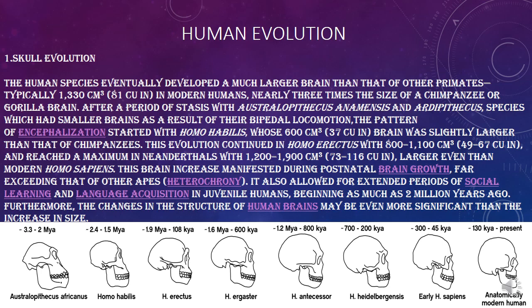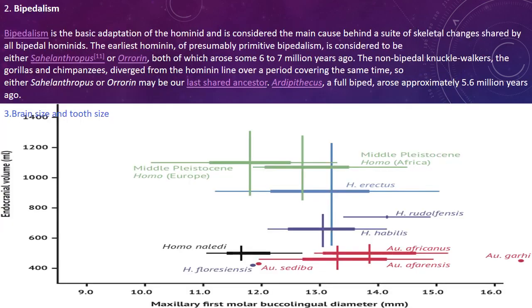Second, bipedalism. Bipedalism is the basic adaptation of the hominid and is considered the main cause behind a suite of skeletal changes shared by all bipedal hominids. The earliest hominin of presumably primitive bipedalism is considered to be Sahelanthropus or Orrorin, both of which arose some 6 to 7 million years ago.